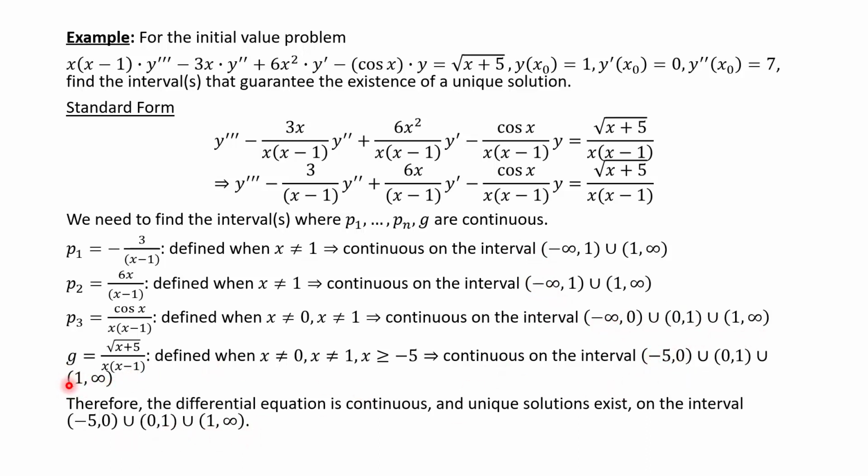So we have to pick that one because we can't include, let's say, negative 6. This one here would include negative 6, and so would this one, and so would this one, because it's not included for g. It would make g undefined or technically imaginary.